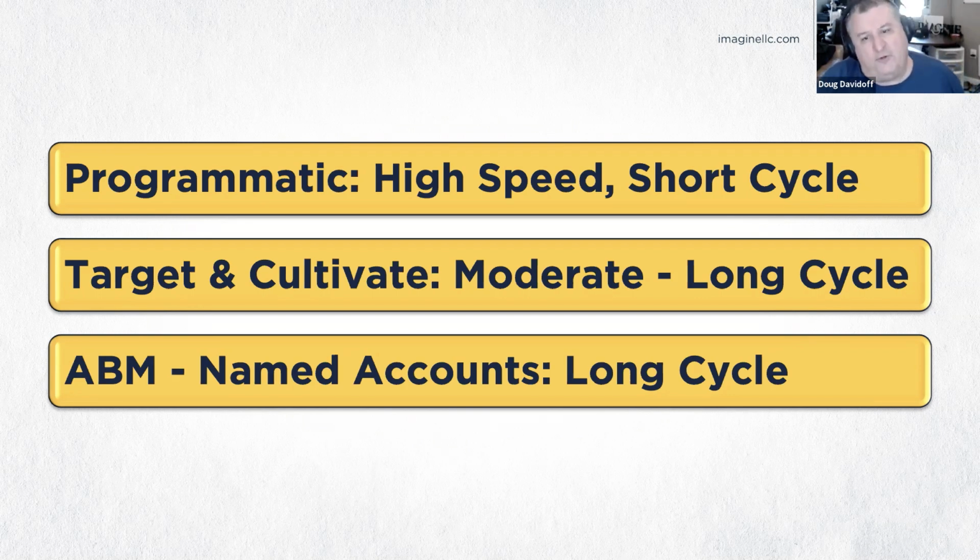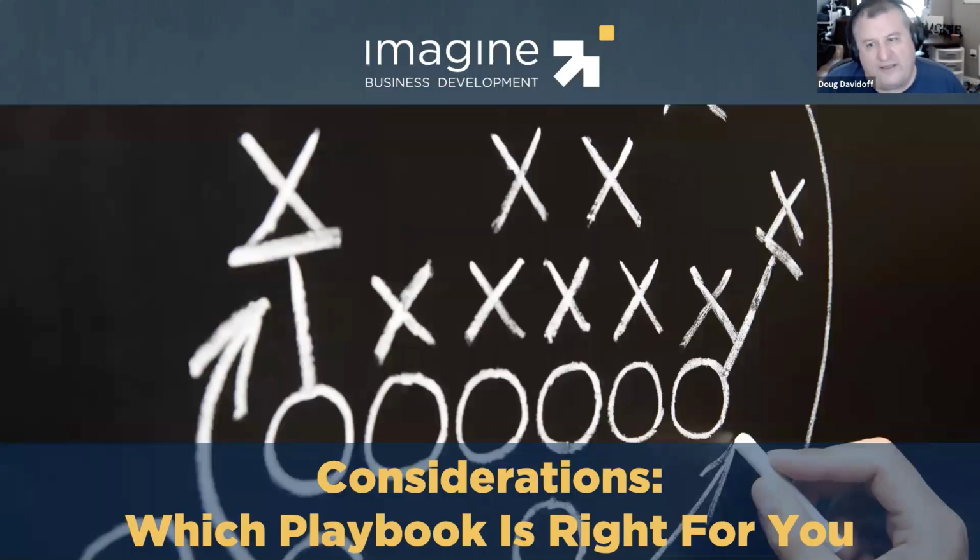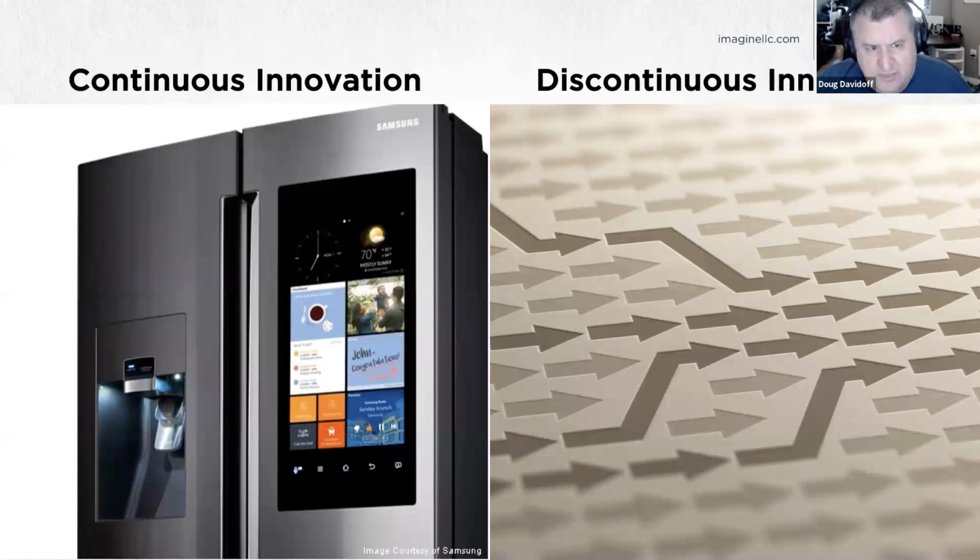So how do you know which game you should play? What are the considerations to determine which playbook is the right playbook for you? There are 7 considerations. The first is, what are you selling? What type of innovation are you selling? Are you selling a continuous innovation or a discontinuous innovation? Meaning, continuous innovation means your customer is still going to be doing the same basic things they were doing before. They're just going to do it with your stuff instead of somebody else's stuff.